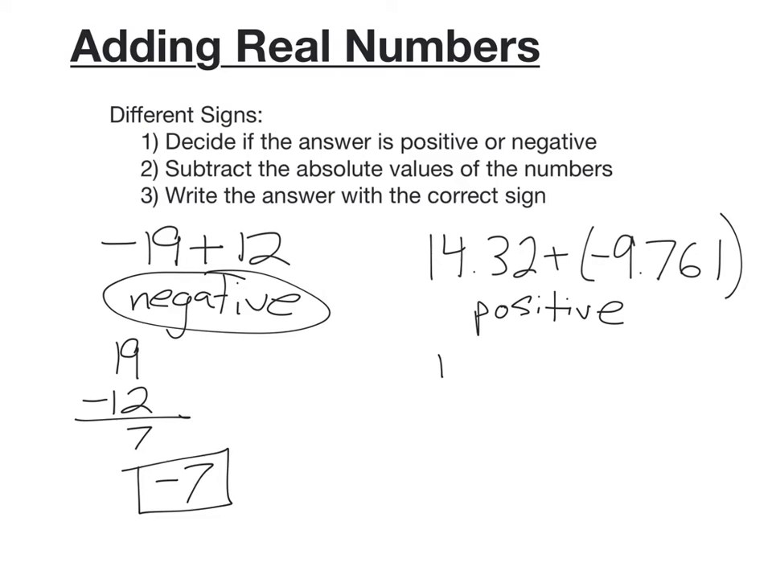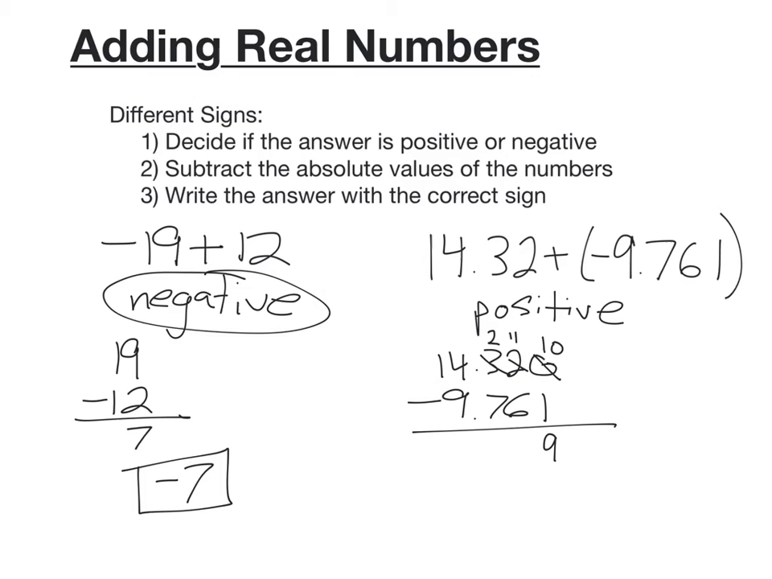I have 14.32 minus 9.761. Make sure I fill in that empty space with a 0, and I can subtract. So 0 minus 1, I got to make sure I borrow from that 2. So that becomes a 10. That becomes a 1. So 10 minus 1 gives me 9. Now I have 1 minus 6. Can't do that either. So I got to borrow from this 3 to make that a 2.